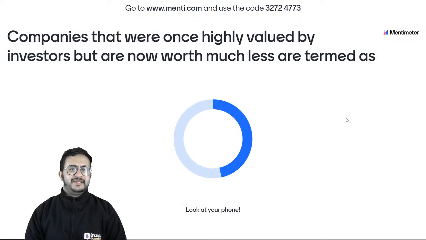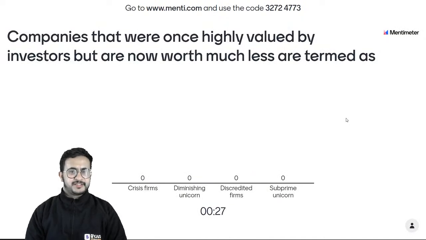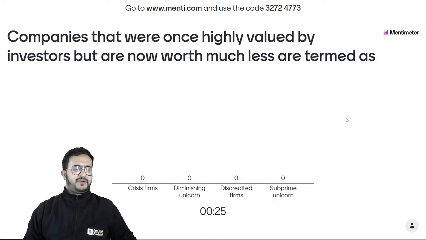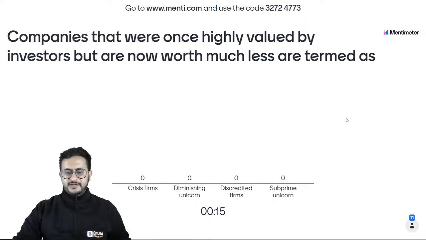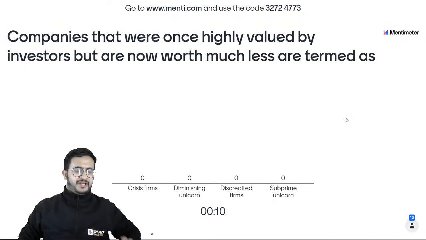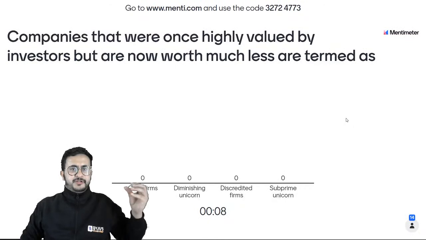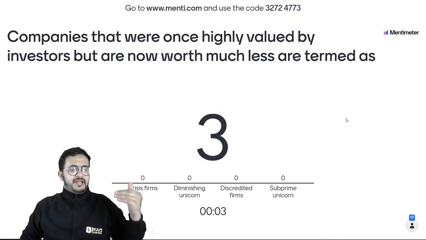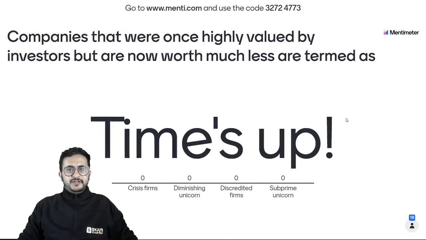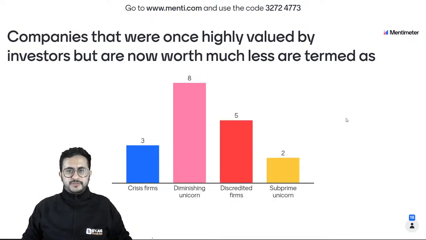Companies that were once highly valued by investors but are now worth much less are termed as. This is something from I&E, Innovation and Entrepreneurship. If a company was highly valued but now it is worth much less, what is that kind of company called? So you know valuation of companies, right? Investors value that, okay, this company is worth 100 crores or 50 crores. Now, if the valuation decreases significantly, what type of companies are those called?